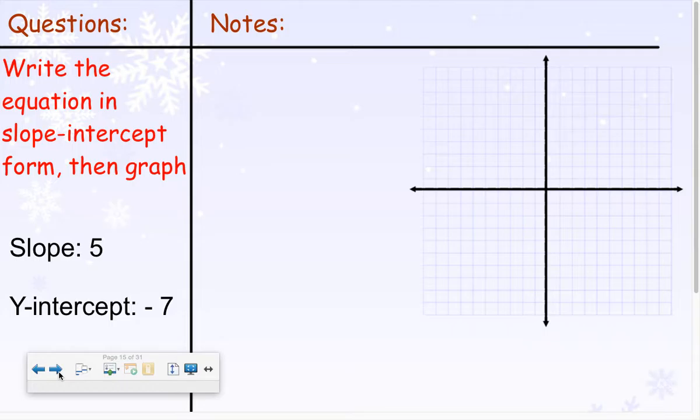Slope is 5, y-intercept is -7. So y equals, slope is 5, so that goes in front of the x. Y-intercept is -7. Put my first point at -7, 1, 2, 3, 4, 5, 6, 7. And then remember, 5 is the same as 5/1. So rise 5, up 1, 2, 3, 4, 5, run 1.